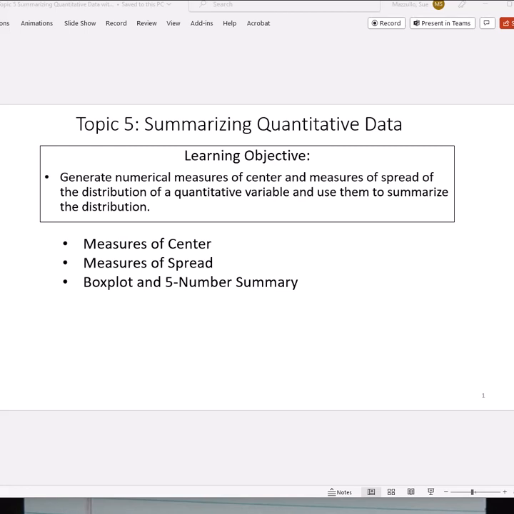Today we're going to be looking at summarizing quantitative data, generating the numerical measures of center and measures of spread of a distribution for a quantitative variable. And we're going to use them to summarize the distribution. So we're going to talk about measures of center, measures of spread, and a type of number summary that positionally summarizes our data and its visual counterpart called the box plot.